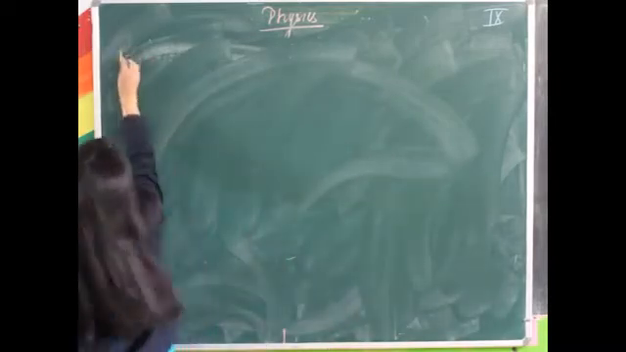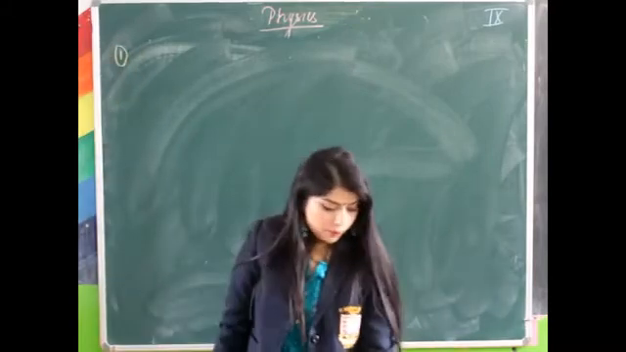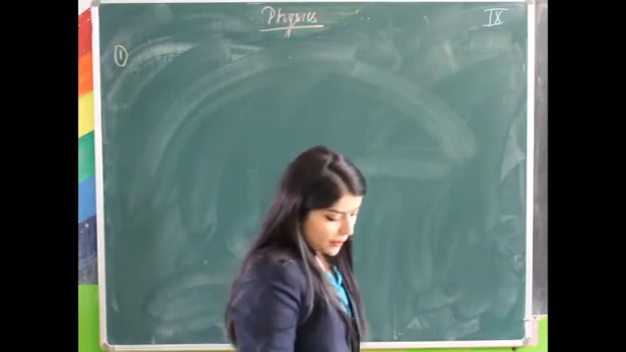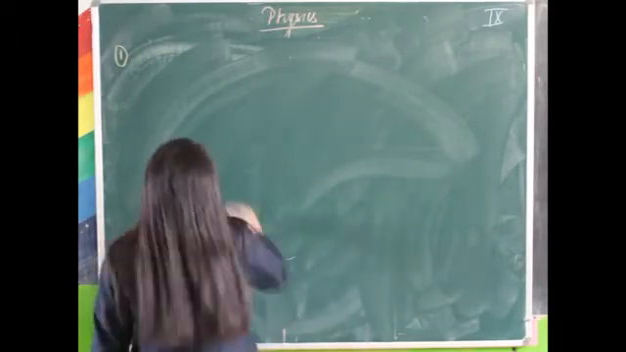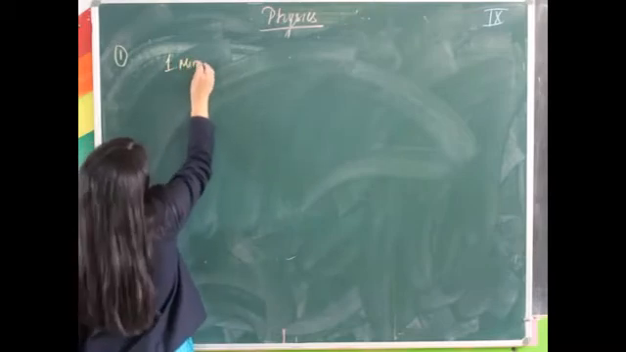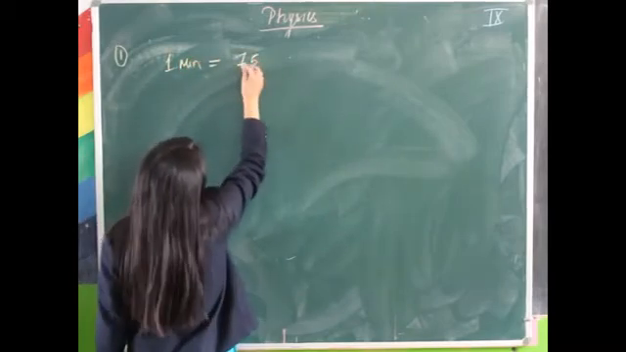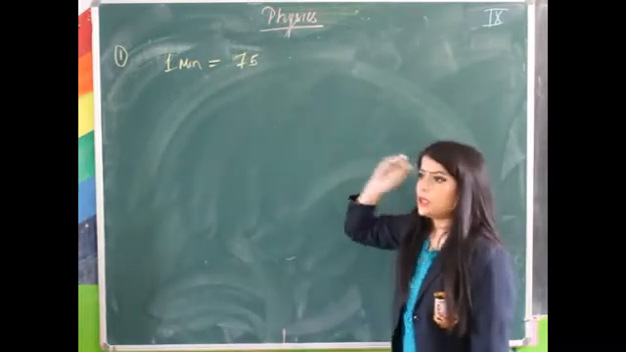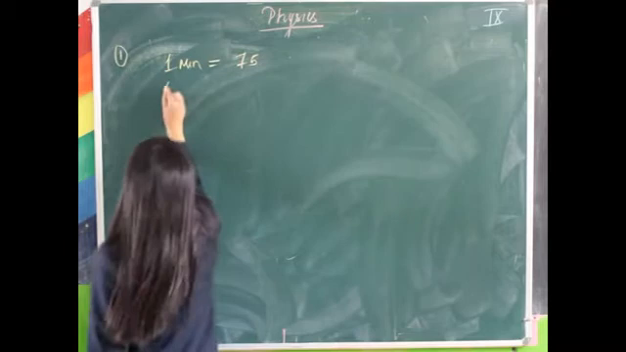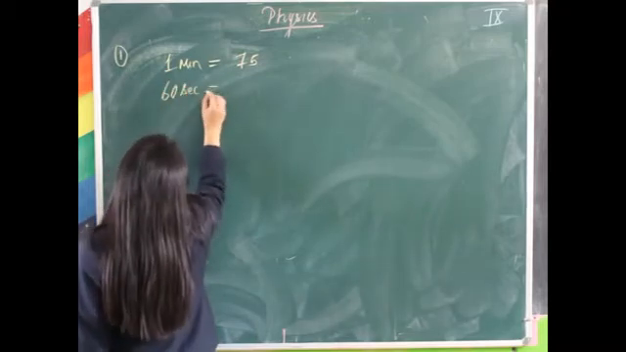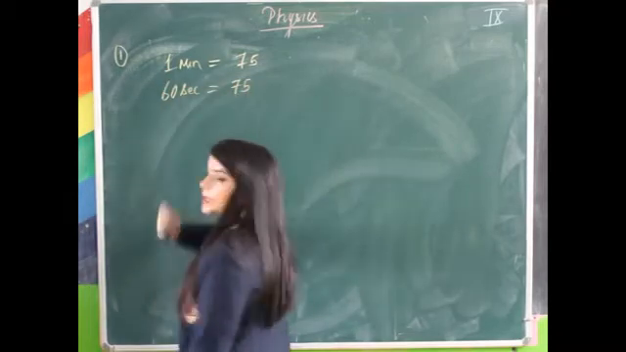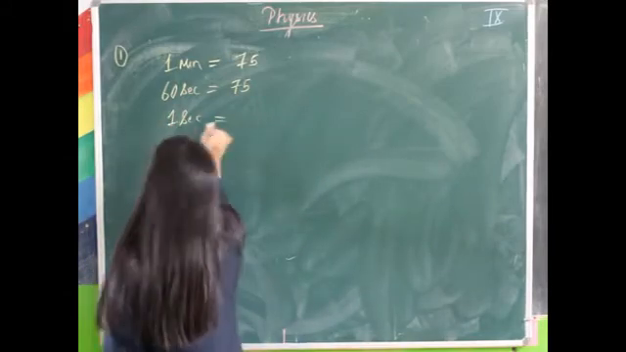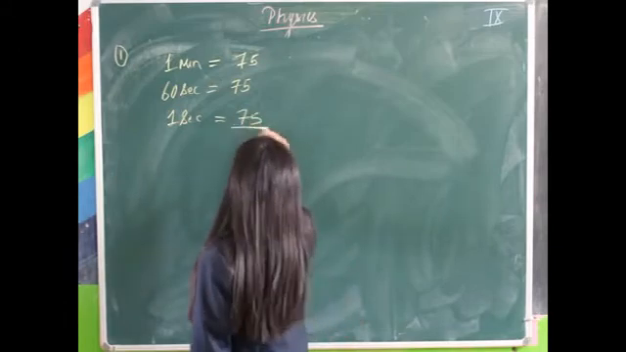Question number 1 from page number 176, numerical number 1. The heart of a man beats 75 times a minute. So in 1 minute, the heartbeat is 75 times. Now, 1 minute means 60 seconds. It is 75 times, so in 1 second, how much is the heartbeat? It is 75 by 60.